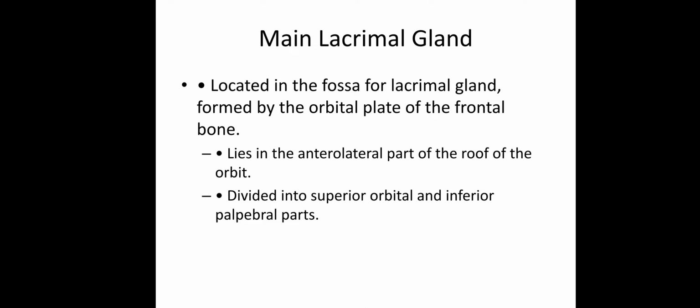The main lacrimal gland is located in the fossa of the lacrimal gland, which is formed by the orbital plate of the frontal bone, which lies in the anterolateral part of the roof of the orbit. It is divided into superior orbital and inferior palpebral parts.